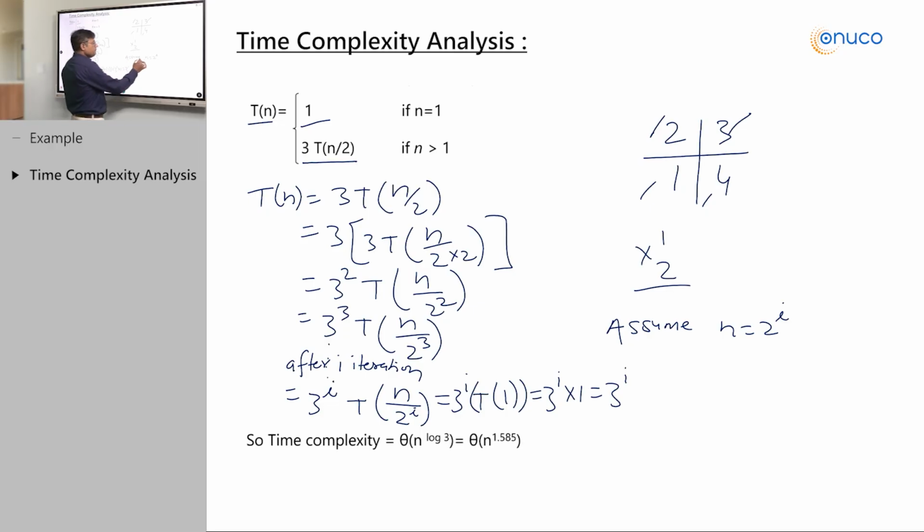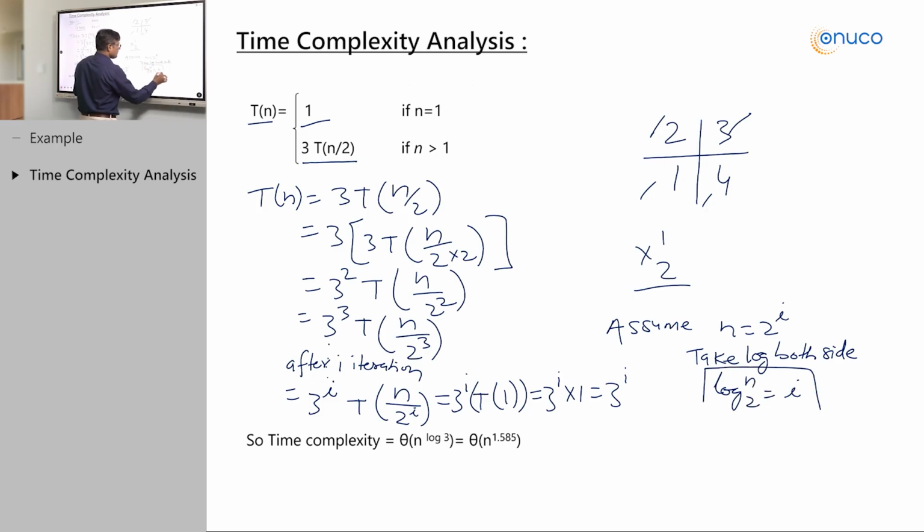Now we have assumed n is equal to 2 power i. So can we simplify it? Yes. Take log on both sides, right, on base 2. What will happen then? Log n base 2 is equal to i. Since i was not given in the problem, we have to replace this i. So if you are going to replace this i, how are you going to write? 3 to the power log n base 2.